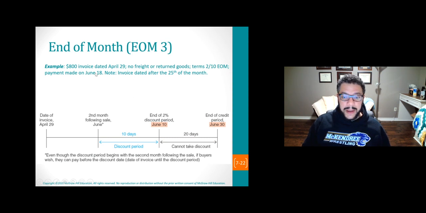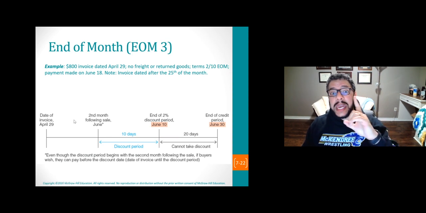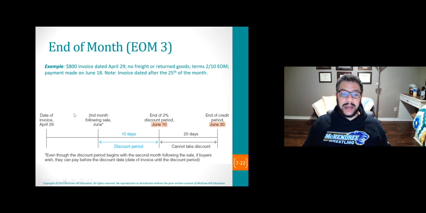So when you look at this, the payment was made on June 18th. It was made after the 10th, so they don't get the discount for that month. You got to understand that when you're dealing with end of month, does your first day of counting start at the end of that month or at the end of the next month? You have to keep that in mind at all times.